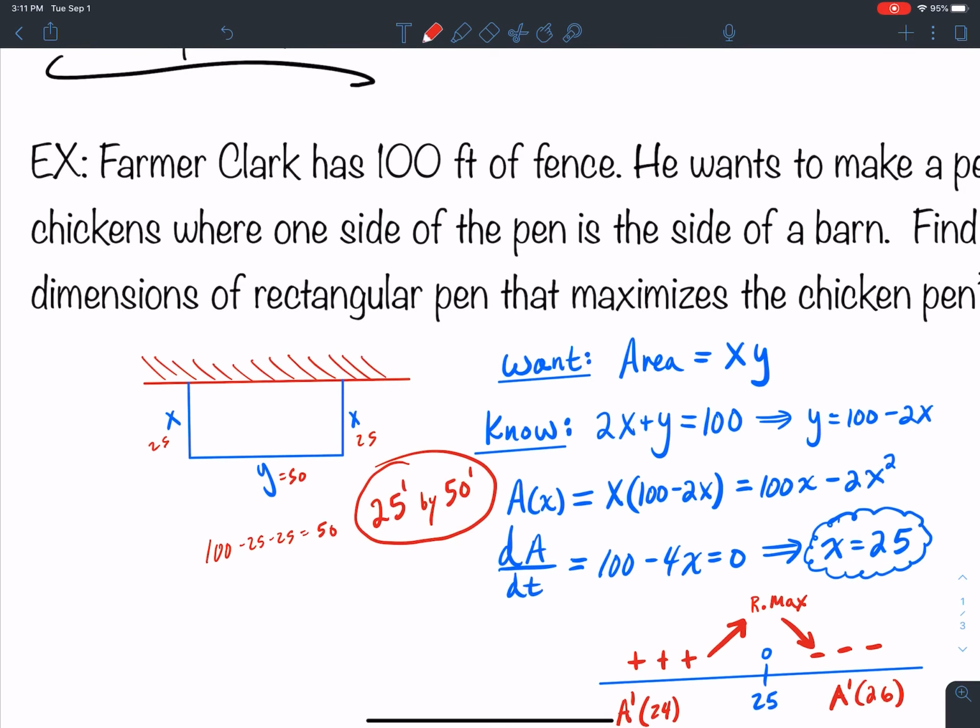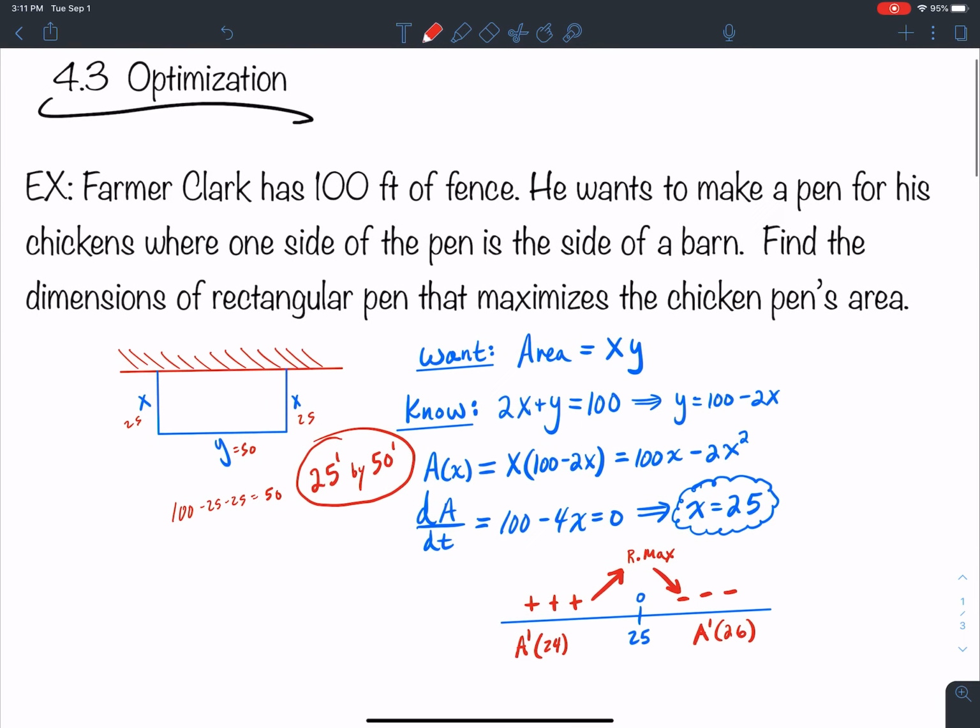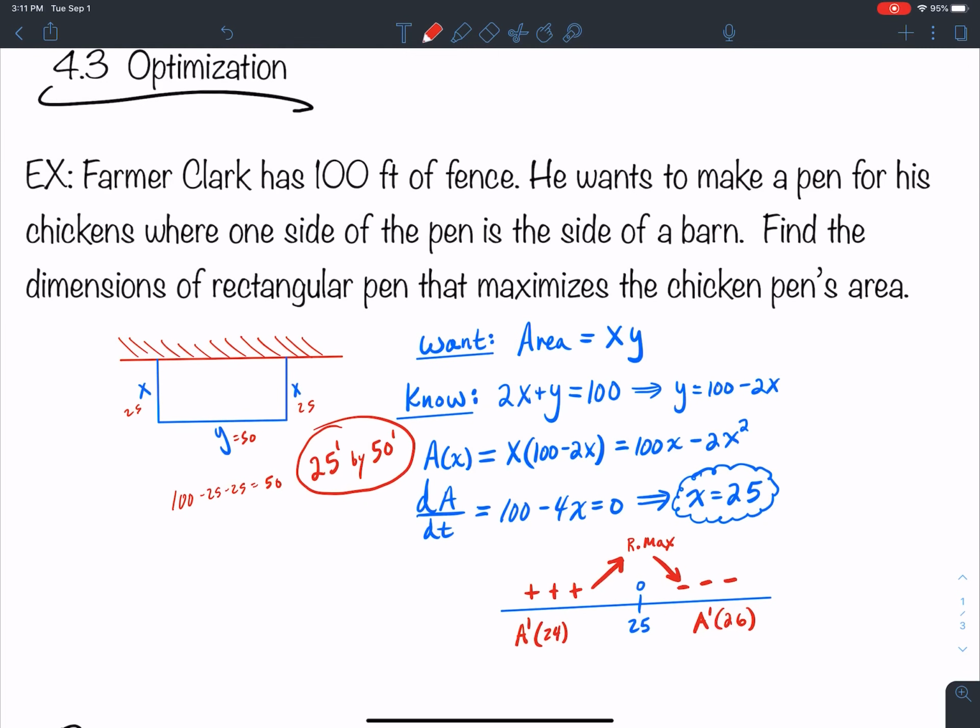So this tells me that my rectangle maximizes my chicken's pen so that they can be free-range chickens and taste better, right? Okay, so, sorry, getting hungry.